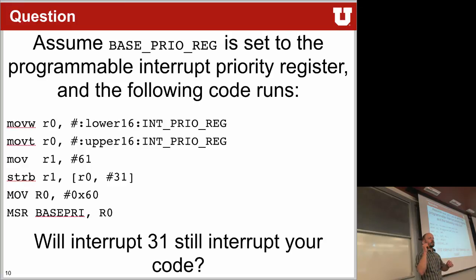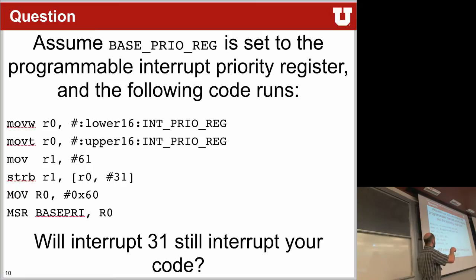But 31 is the interrupt number, right? That's why this is offsetting from R0 by 31. So R0 points to the base of all these priorities, like the priority vector. So we write into offset 31 of R0 what we had here in R1, which was 61. So we set interrupt 31's priority to 61.